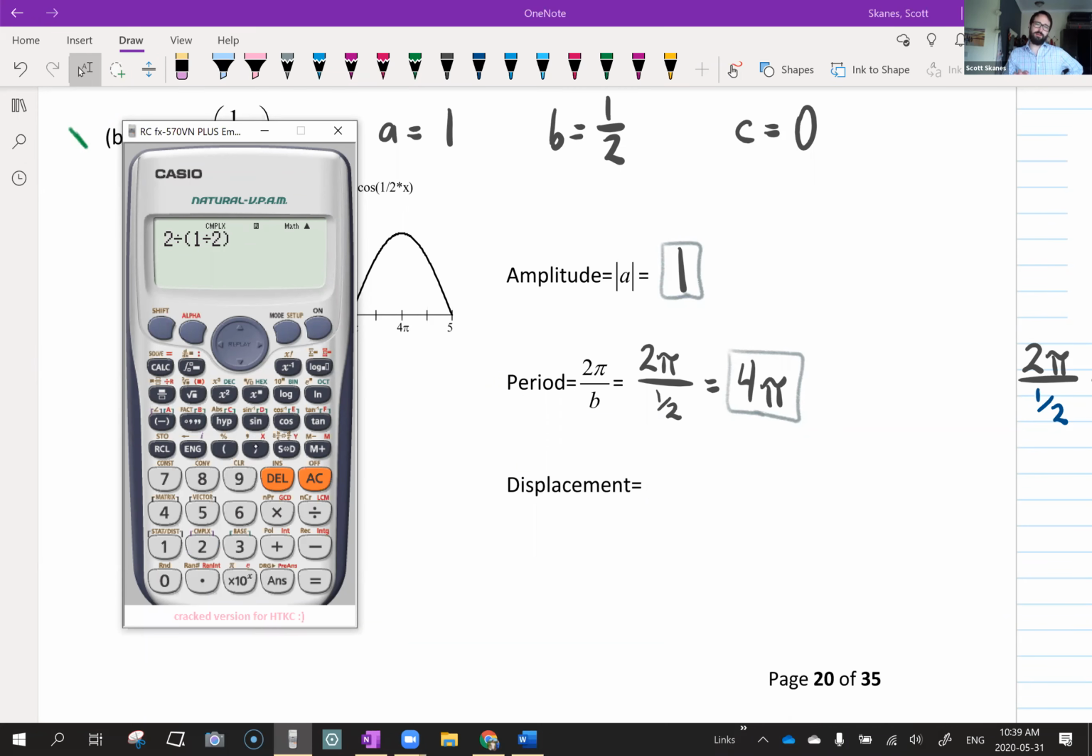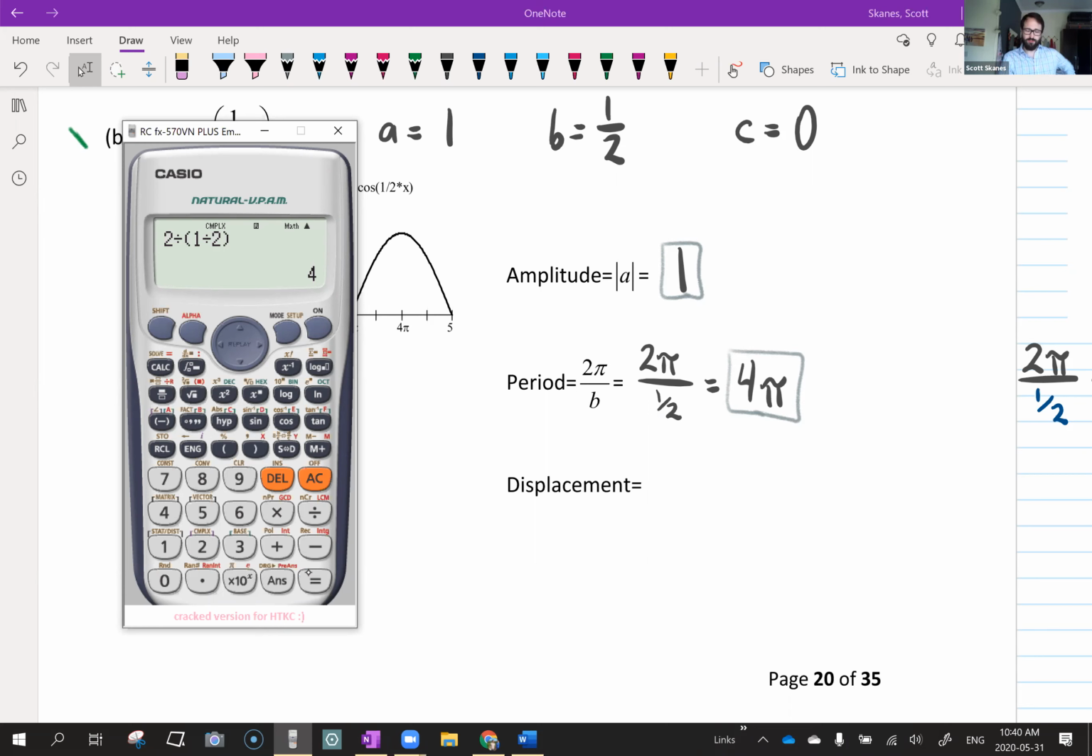So it's 2 divided by 1 over 2. That also gives 4, which you'd add pi to at the end. Now, some of you might be wondering, sir, just divide by a half. Just say 2 divided by half, 2 divided by 0.5. Of course, that would work.